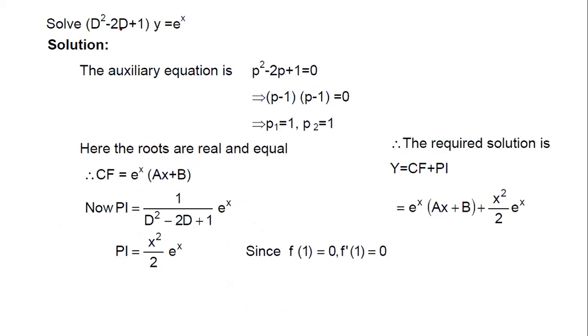Next one is D square minus 2D plus 1 into y equal to e power x. This is also a very simple problem. Here the roots are real and equal. Therefore, we can write the complementary function as e power mx into (Ax plus B) when the roots are real and equal. That means m1 equal to m2 equal to m.